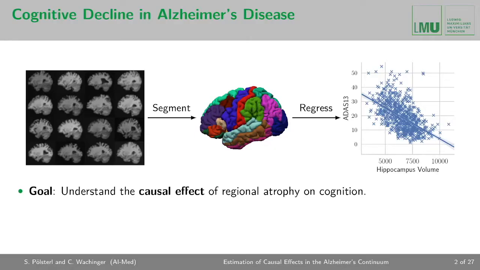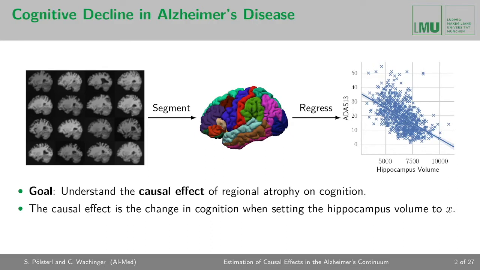Estimation of causal effects in the presence of unobserved confounding. In this work, our goal is to understand the cause and effect relationship between regional atrophy of the brain and cognition. Intuitively, you probably would take a collection of brain MRI, segment them, and fit a regression model to estimate to which extent regional volume and thickness measurements predict cognition.